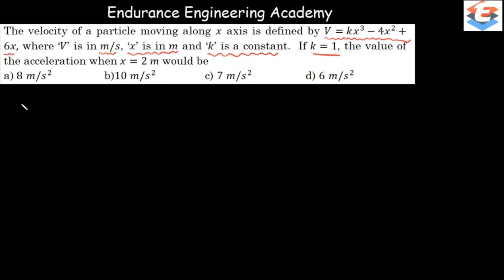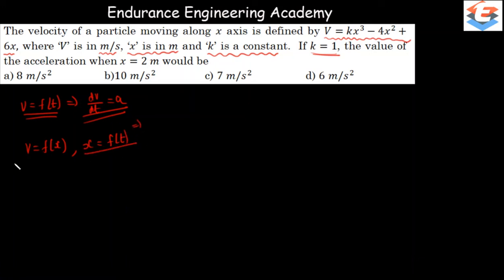See, generally, if velocity was a function of time, it becomes very simple for us. I will differentiate velocity with respect to time. That will be my acceleration. No issues at all. But here velocity was a function of x. We know that x will be a function of time, but they didn't give this. This was given. So what can I do?